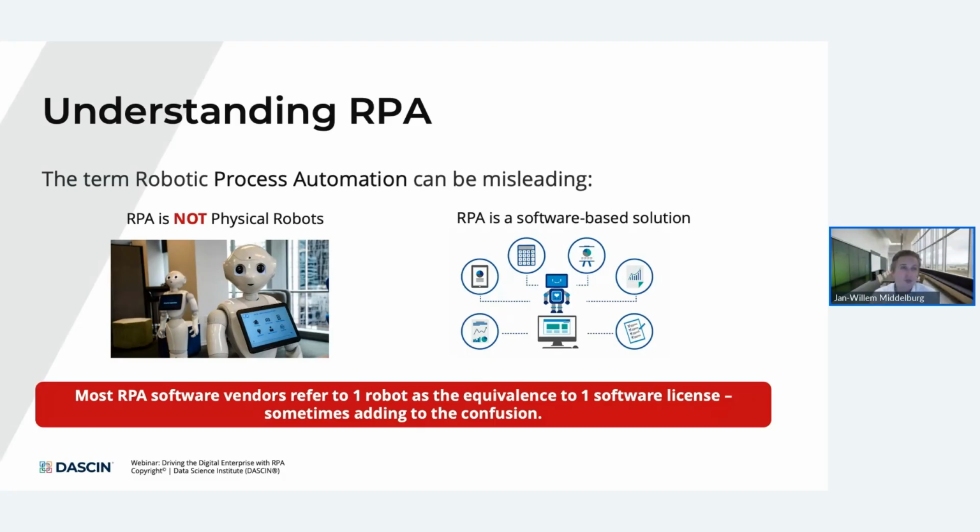A lot of this confusion is coming from the vendor community. It's very common that organizations, and you might have heard this, are saying things like we have 7 or 8 robots running. And obviously that does not mean that they have 7 or 8 physical robots running around their office. It actually means that they are subscribing to 7 or 8 software licenses.